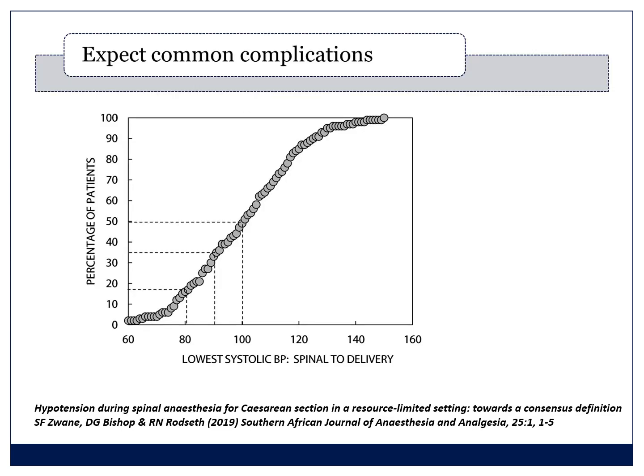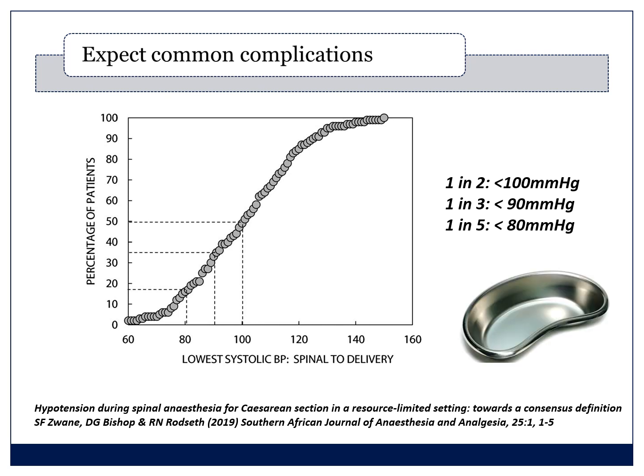Expect common complications. Hypotension is going to happen. Half the patients will drop their systolic blood pressure below 100. A third below 90, and 20% below 80 millimeters of mercury. So 20% will have severe spinal hypotension. And that's a lot. And when I was a junior anaesthetist, I used to have a kidney dish with all my spinal anesthetics because I knew the patients were going to vomit. And so I would keep a kidney dish there so that I was a caring anaesthetist.